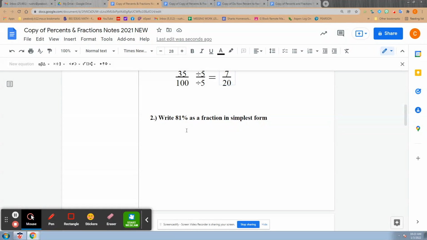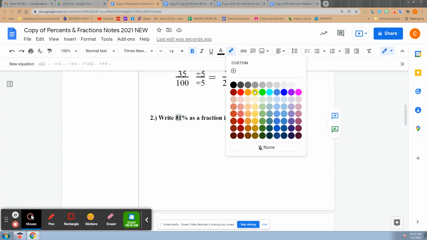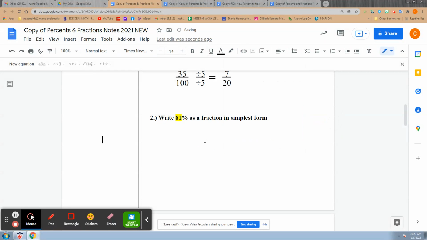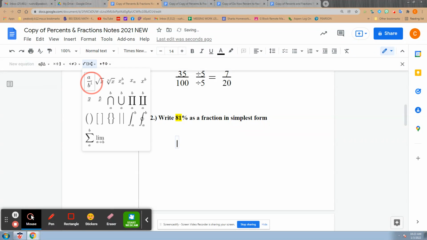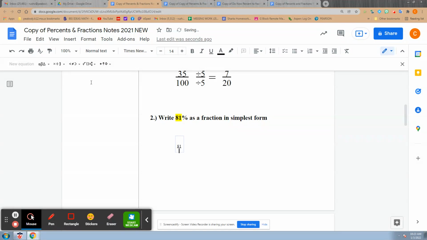Write 81% as a fraction in simplest form. Okay, so the percent number is 81. So that's going to go on top. Remember, you guys are writing this out. I just have to type it with this little fraction bar. So 81 will go on top, and remember, percents are always out of 100, so 100 on the bottom. 81 over 100. And guess what? This one doesn't simplify. So that's the answer for number 2. 81% turns into 81 over 100.